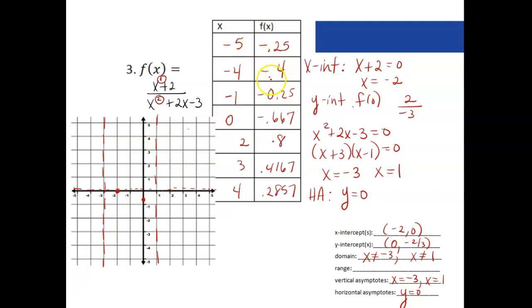Okay, so from our table we get these values, or you can just plug the values into the function, either way you want to do it. So negative 5 and negative 1/4, negative 4 and negative 0.4, negative 1 and negative 0.25, 0 and negative 2/3, 2 and 0.8, 3 and 0.4, and 4 and 0.28.